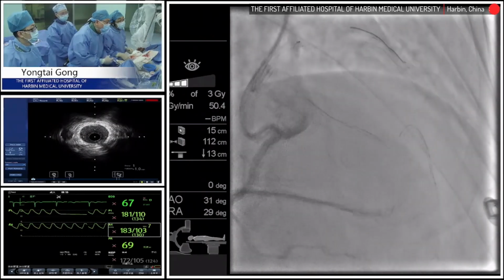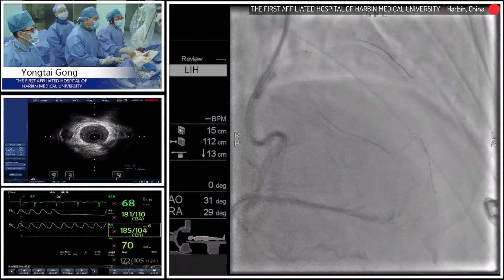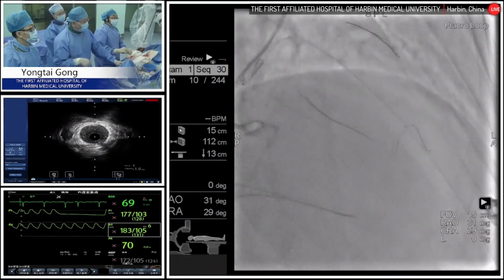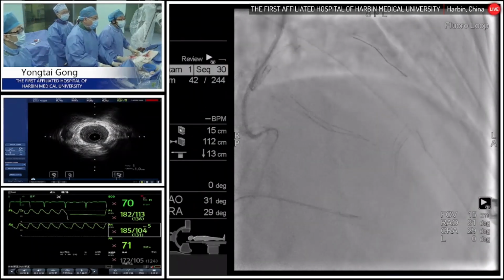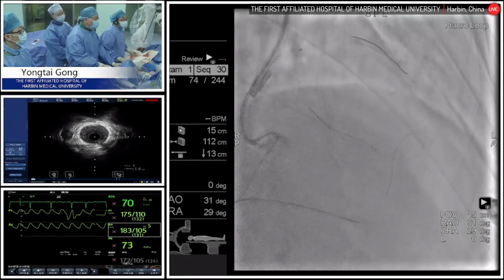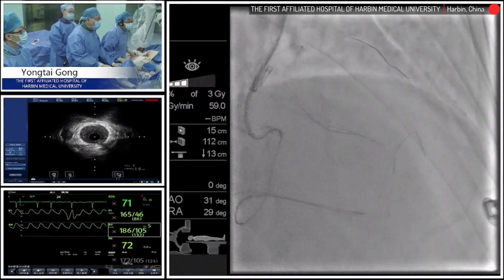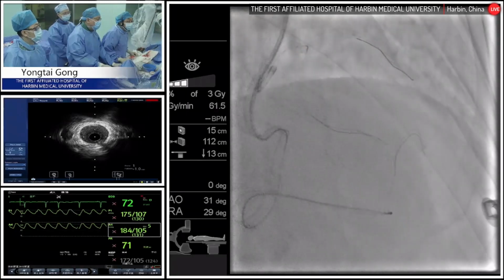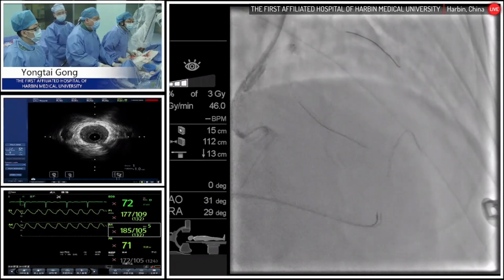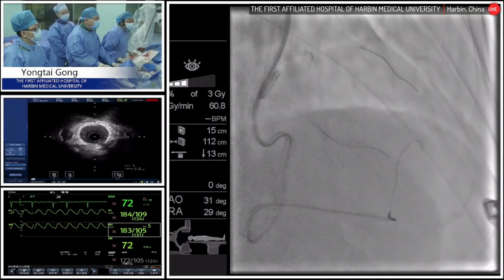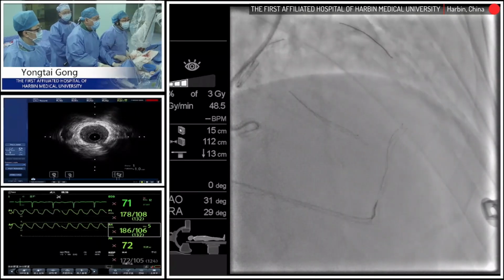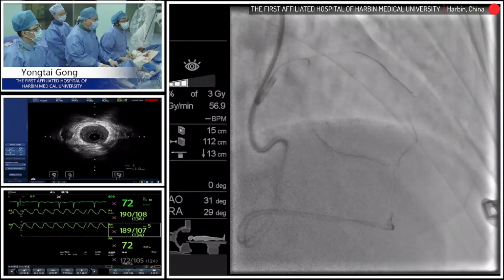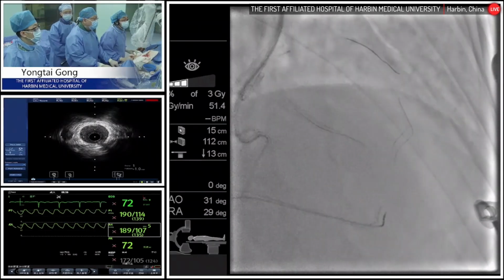The patient accepted PCI 3 years ago, sorry, for the RCA. And we can see several relatively very long stented segments in the proximal and also the mid RCA. And also we found that there is a very focal severe stenosis in the proximal of the OM branch and also the mid part of the circumflex, and the LAD is totally occluded.